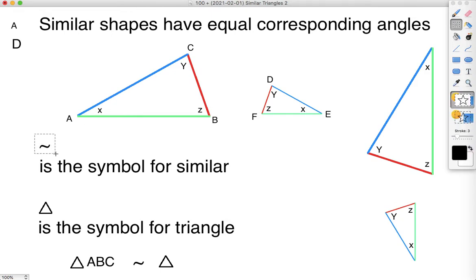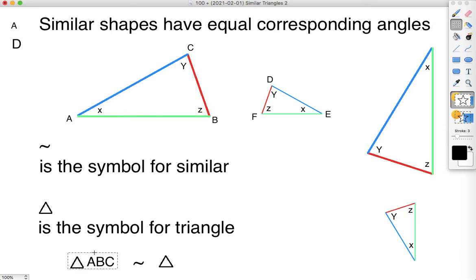if this symbol right here is the symbol for similar, this symbol right here is the symbol for a triangle. And I was trying to say that these two triangles right here were similar to each other. I would write something like this: triangle ABC, the big triangle on the left, is similar to triangle. And here, when I name this triangle, I need to put it in sort of the same order as this triangle.